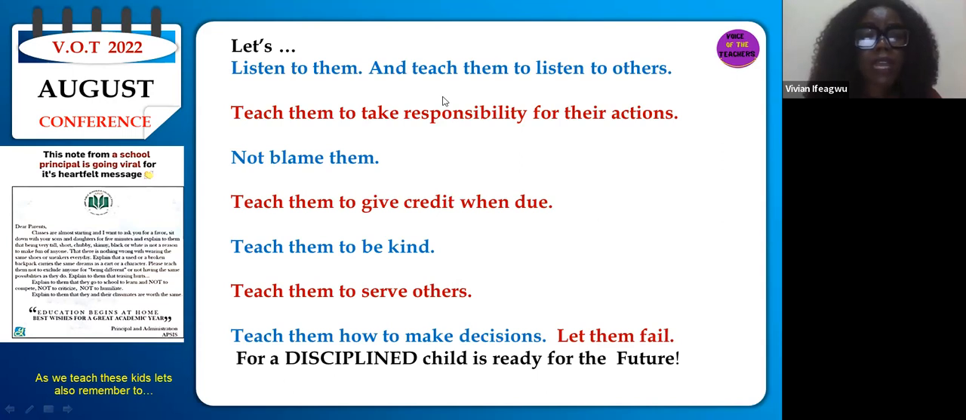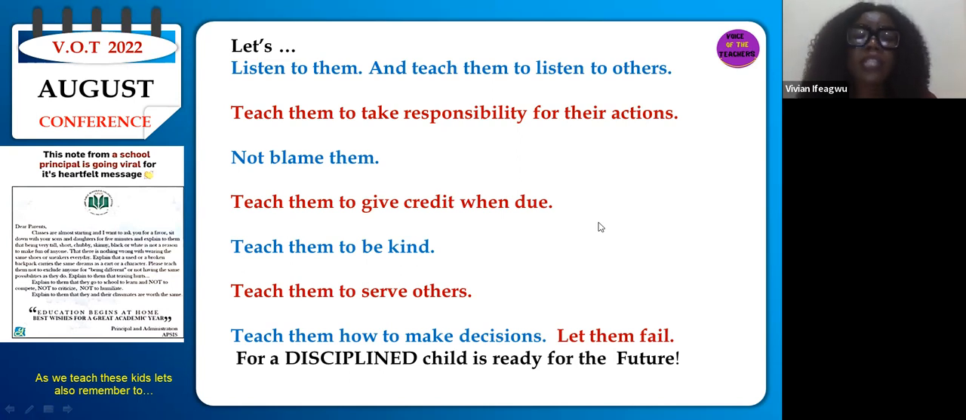All right. Now, we also have to understand that we have to listen to them, and teach them to listen to others. We have to also teach them to take responsibility for their actions. We don't have to let them blame people. We don't have to also blame them. We just have to let these children know that they should take up responsibilities. We have to also give them credit and teach them to give credit to whoever the credit is due. All right, teach them to be kind and teach them to serve others.